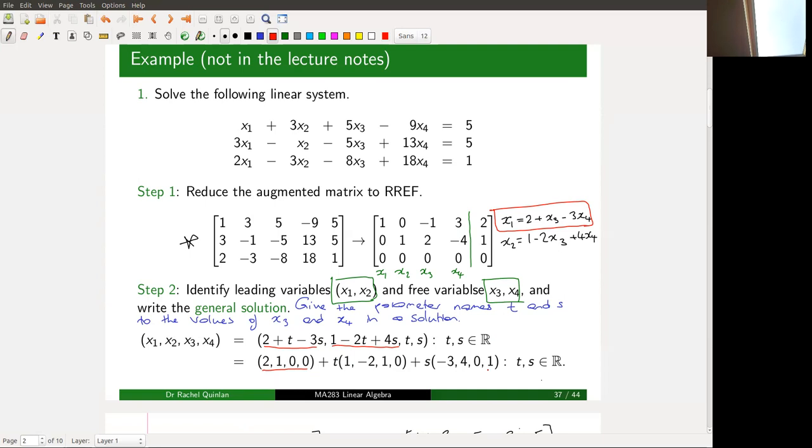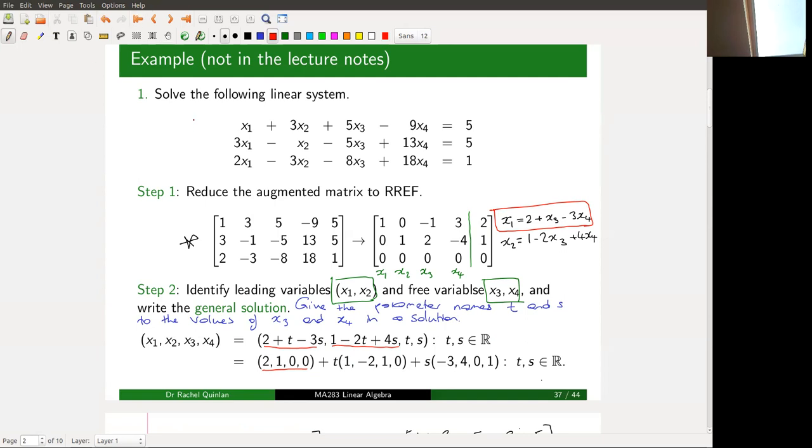So we can basically describe a solution geometrically, if you want to, by starting at the point (2, 1, 0, 0) in 4-dimensional space, and adding to that any multiple of the vector (1, -2, 1, 0), plus any multiple of the vector (-3, 4, 0, 1). So we're looking at a plane of vectors inside 4-dimensional space, or a plane of points there. Okay, so that's the general description of the solution of that linear system.